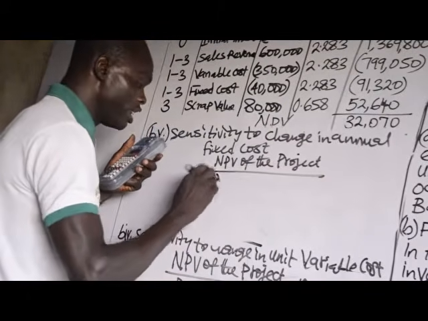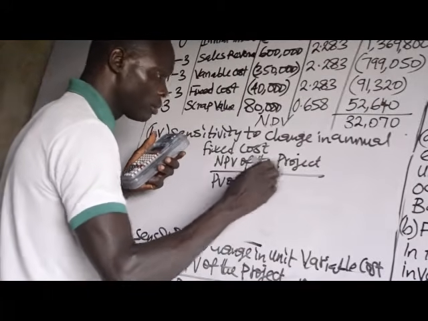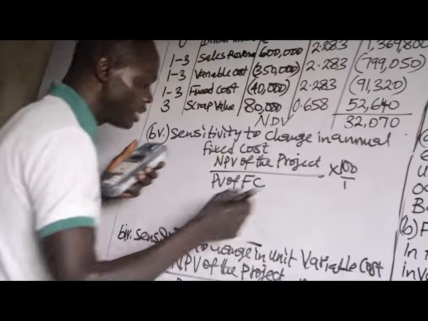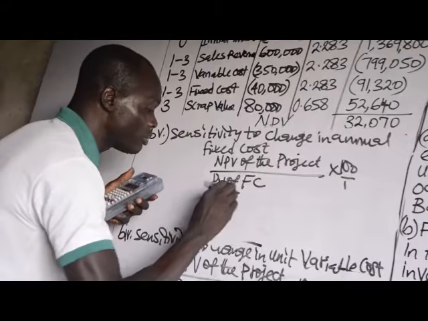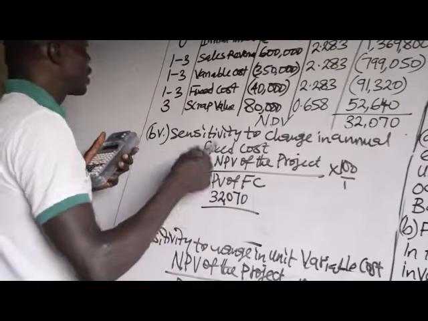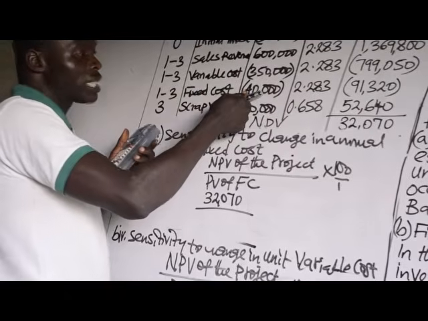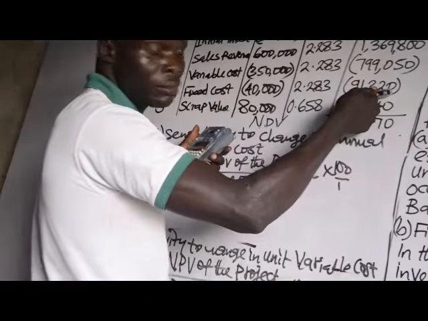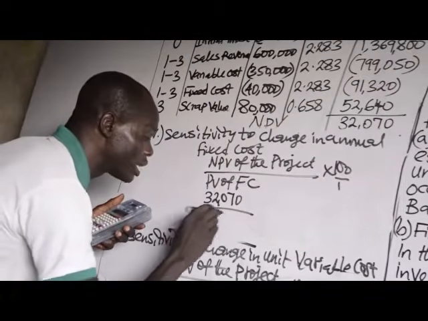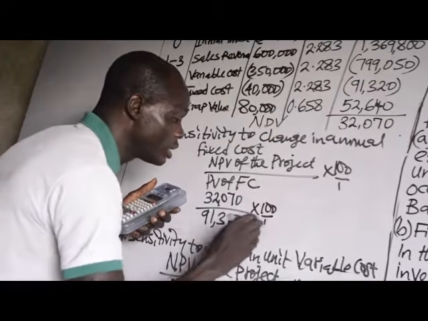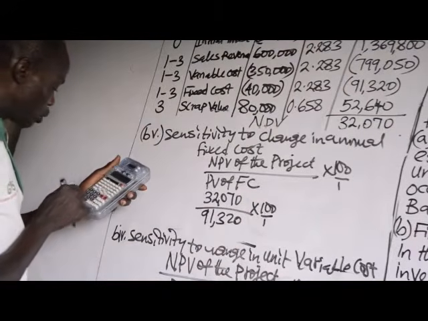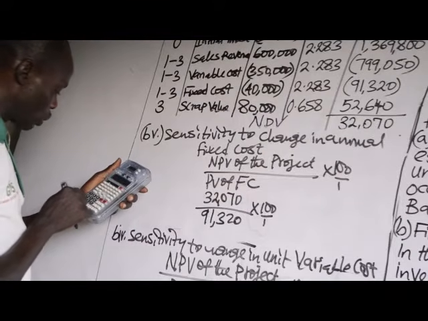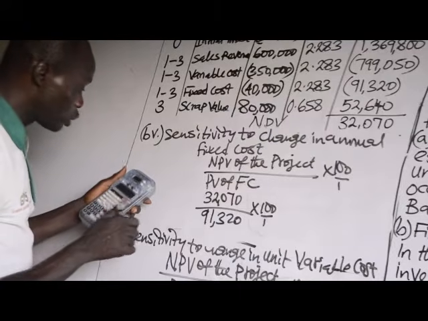over PV of the fixed cost times 100 over 1. NPV as calculated remains 32,070 over the present value of the fixed cost. Our fixed cost amounted to 40,000, and the present value of the fixed cost is 91,320. So we have divided by 91,320 times 100 over 1. Therefore, we have 32,070 divided by 91,320 times 100. That gives us 35.1%.